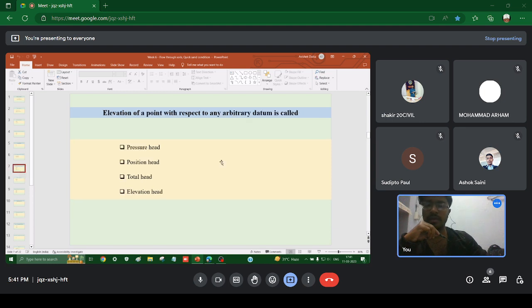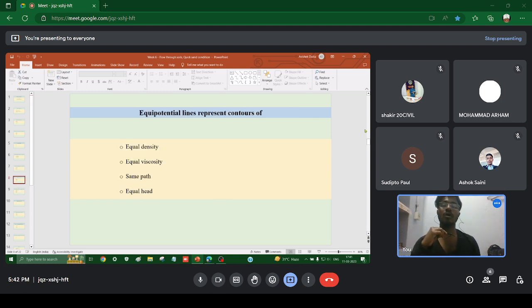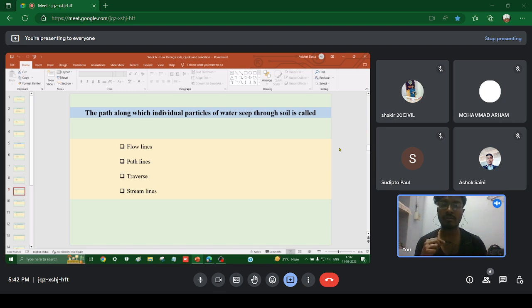Next question was MSQ, multiple select question. Elevation of a point with respect to any arbitrary datum is called. The options were pressure head, position head, total head, elevation head. Next question was: equipotential lines represent contours of equal density, equal viscosity, same path, equal head. Then it was again a multiple select question. The path along which individual particles of water seep through soil is called flow lines, path lines, traverse, or streamlines.